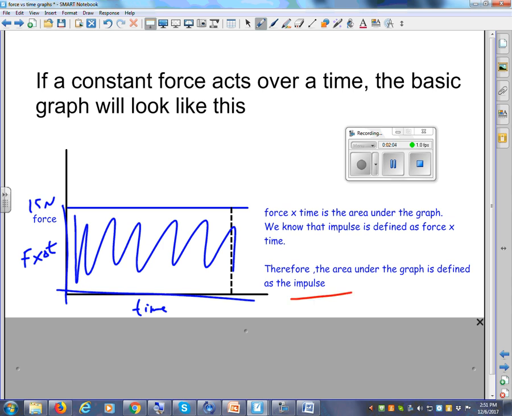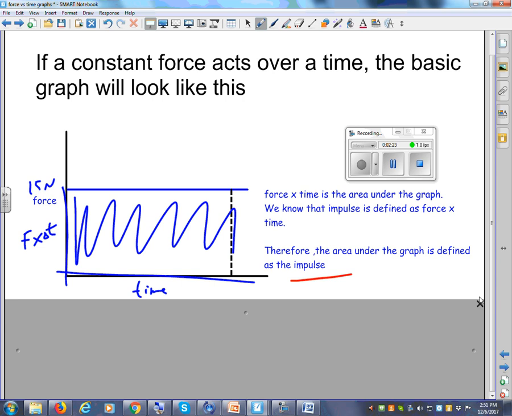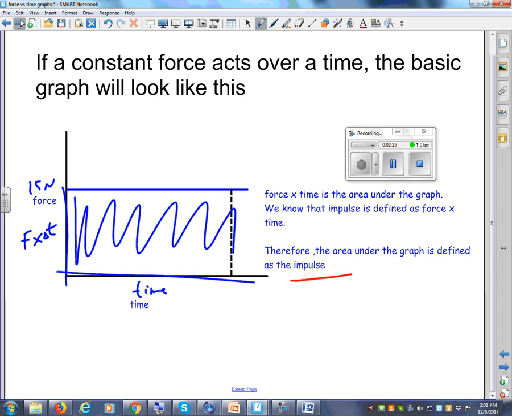So if you're finding the impulse and you have a graph, it's the area under the graph. Now, when I say area under the graph, what if the graph is below? It's the area between the graph and the axis. Remember, we've done this many times. We're just putting different things on our x and y axes. That's all we're doing. So it's called impulse.